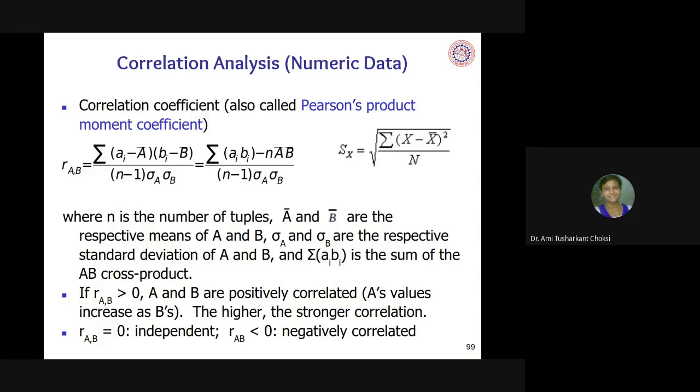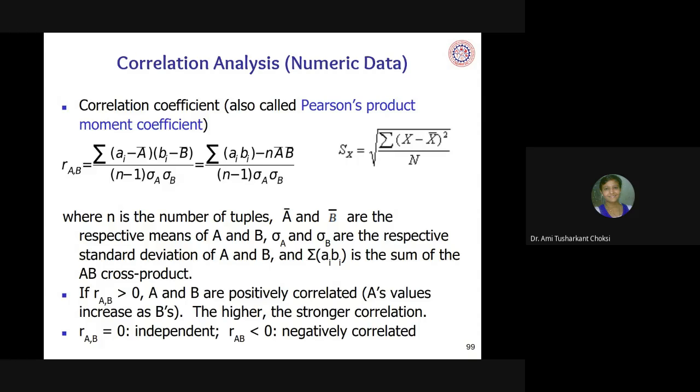That is, you can say they are independent. Fine. That is from the value of this coefficient. If it is greater than 0, we say positively correlated, less than 0, negatively correlated, and 0, that means they are independent. Fine.